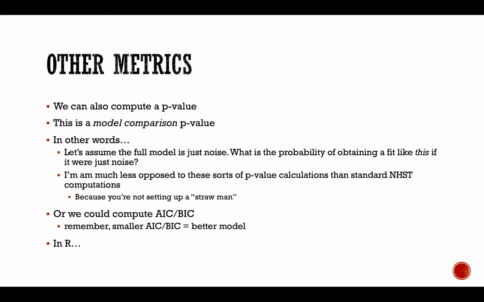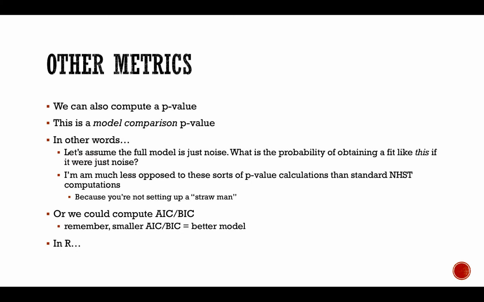Okay, so other metrics. So far I have talked about an R-squared like measure, but we could also look at other metrics. We can also compute a p-value, but this is a model comparison p-value. So in this case, a p-value ain't a bad word in my class. Okay, that was awkward. Anyway, so this is a model comparison p-value. In other words, let's assume the full model is just noise. What is the probability of obtaining a fit like this if it were just noise?